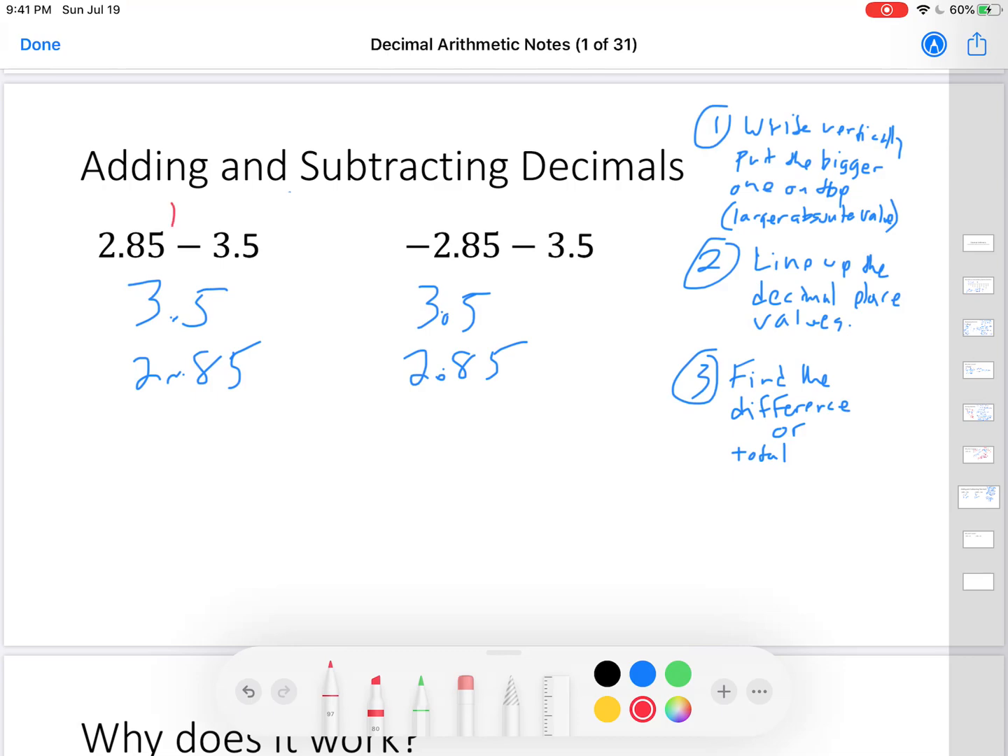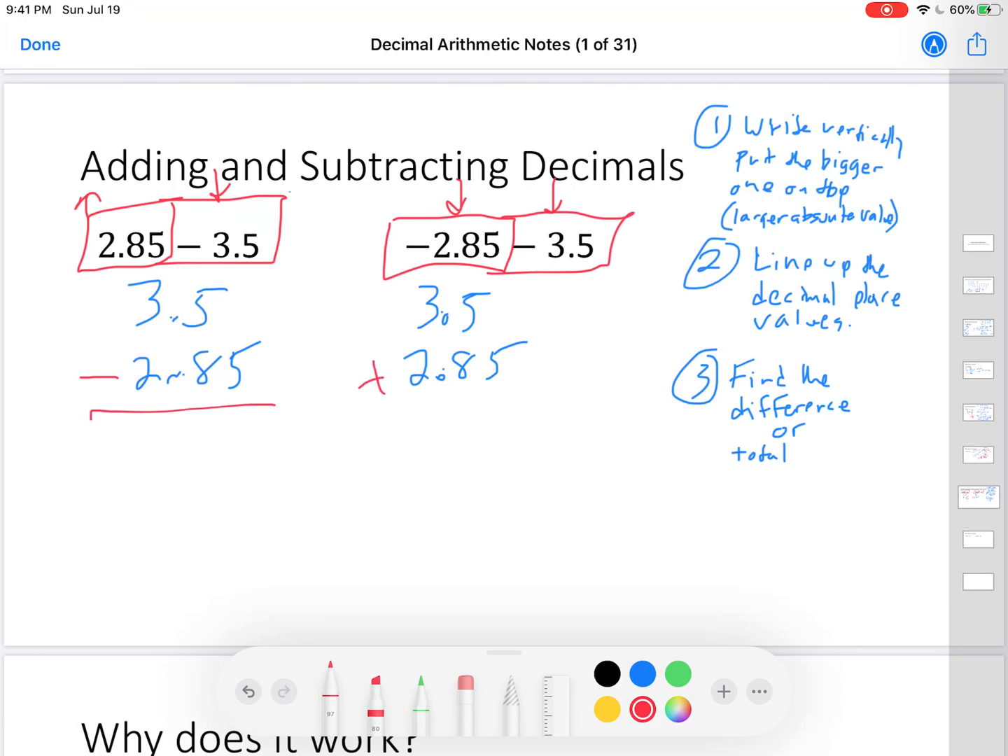Okay, so here in this case, 2.85 minus 3.5, this goes up and this goes down. So in this case, we are going to be finding the difference. In this case, this goes down and this goes down, both down, same direction, down and down some more makes a whole lot of down. So in this case, we will be finding the total.